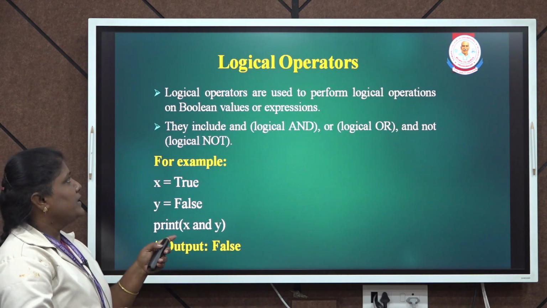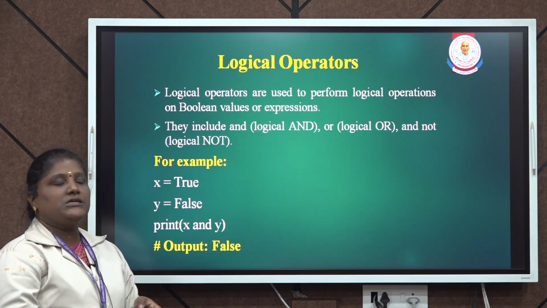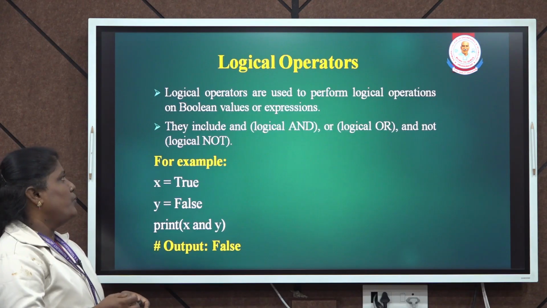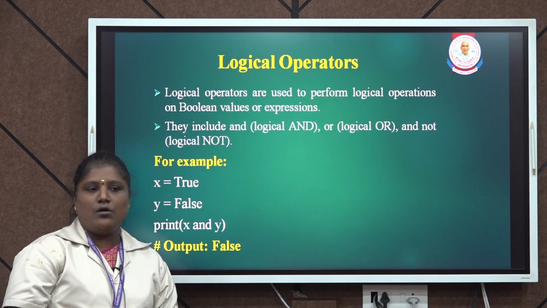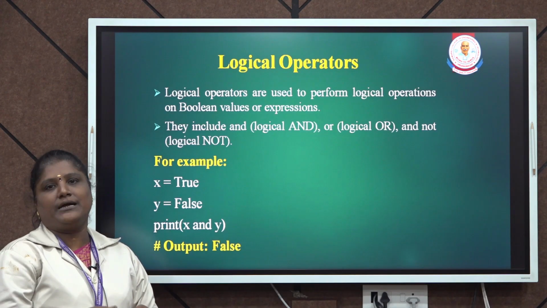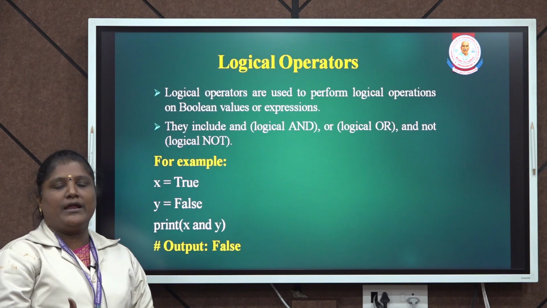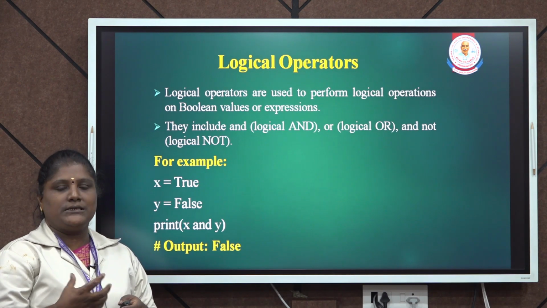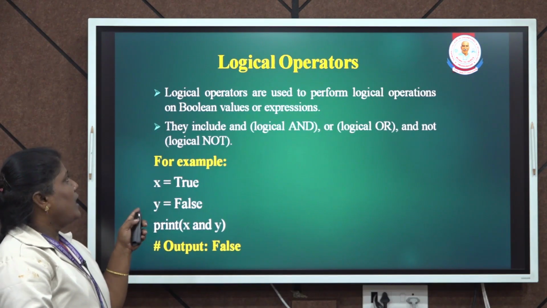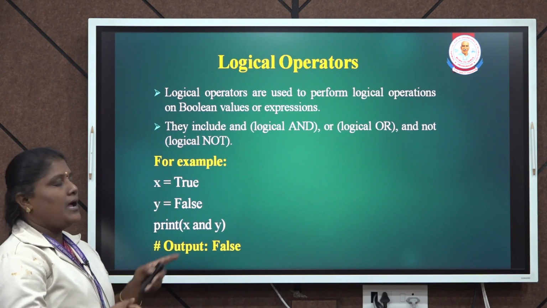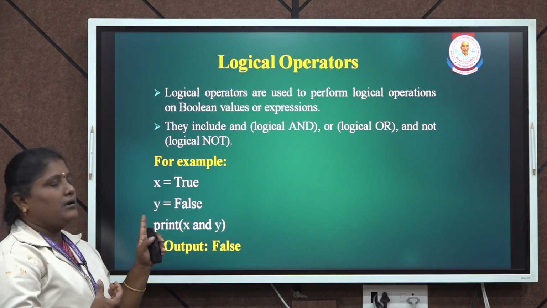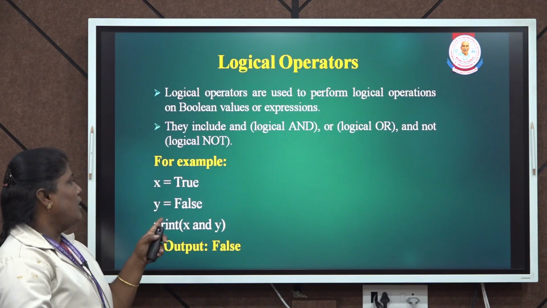Next, the operator is logical operators. The logical operators are used to perform logical operations on Boolean values or expressions. What is meant by expression? Expression is a combination of operators and operands. What is a Boolean value? The Boolean value, the condition is true or false, it will display the true or false condition. In logical operators, we have used and, or, and not. So, the names are logical and, logical or, and logical not operators.